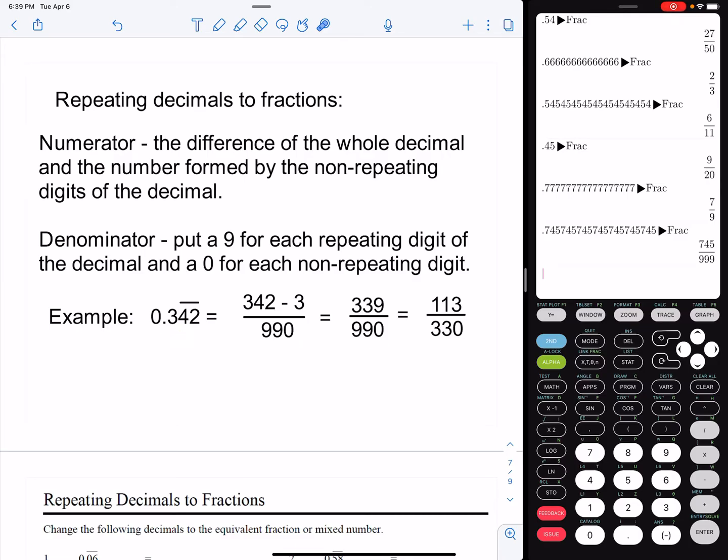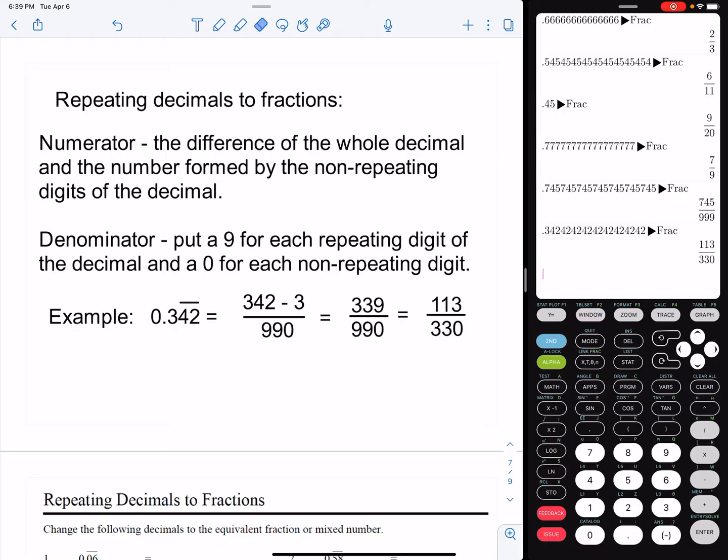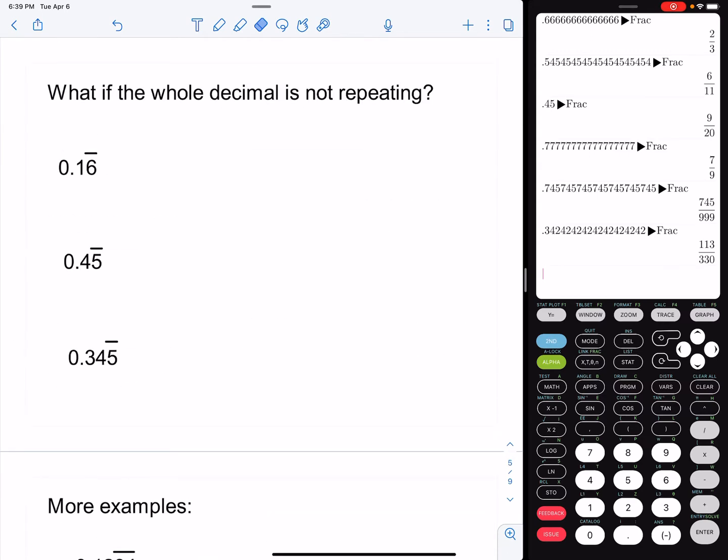Now to check this, to simplify, what you're going to do is type in 0.3, 42, 42, 42, and so on. Okay, and then math, enter, enter, and you end up with 113/330. Okay, so let's go back to our examples. So here are a couple of examples that I want us to try to do. So I'm going to do the first one, and then you're going to do the second one. Okay, so here we go.